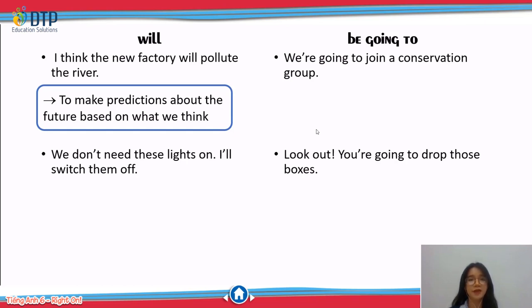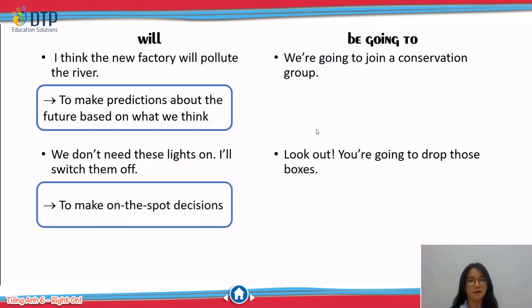Chúng ta hãy cùng nhìn sang ví dụ tiếp theo. We don't need these lights on. I'll switch them off. Khi nói câu này, thì người nói có lên kế hoạch trước về chuyện sẽ tắt đèn hay không? Đúng vậy, đây chỉ là một quyết định tức thời, được đưa ra vào ngay thời điểm nói. Và đây cũng là công dụng thứ hai của will. To make on-the-spot decisions. Bây giờ chúng ta hãy cùng so sánh những ví dụ của cấu trúc be going to nhé.